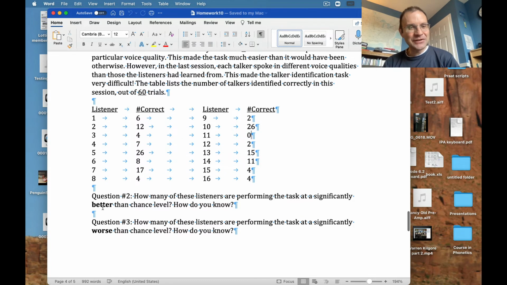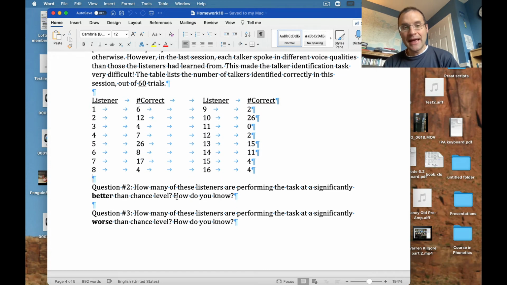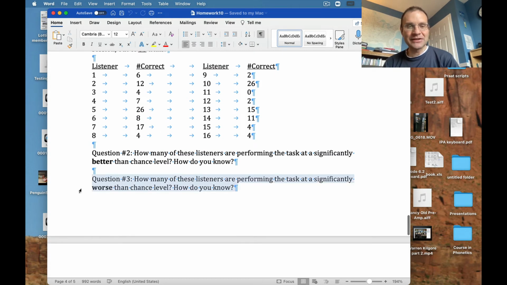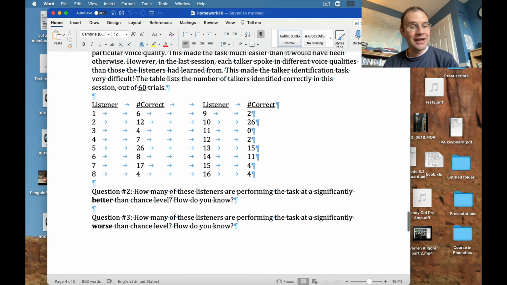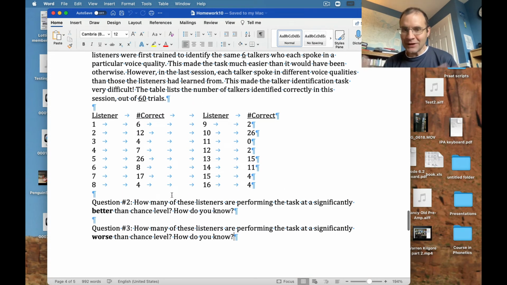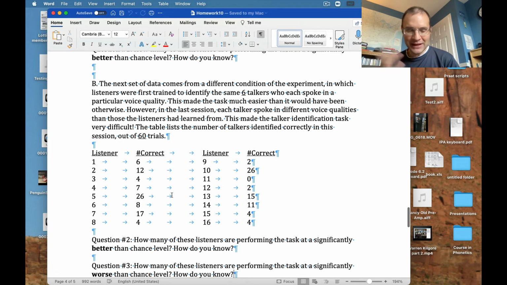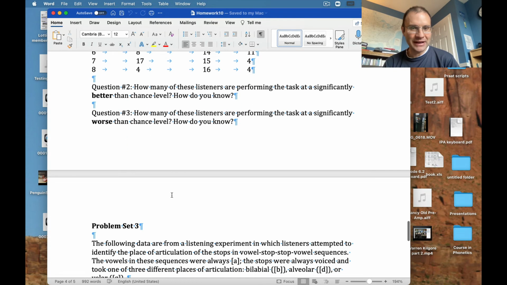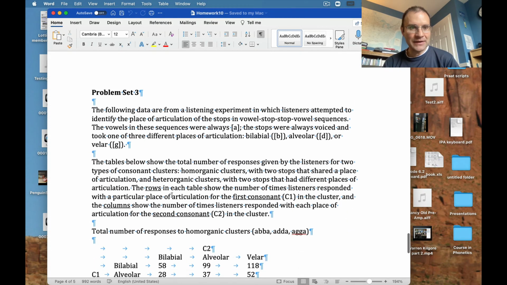Anyways, so question number 2, how many of these listeners in this data set are performing the task at a significantly better than chance level? And how do you know? Show me your reasoning, show me your work for how you do that. And question number 3 is how many of these listeners are performing the task at a significantly worse than chance level? How do you know that? All right, just explain to me not only the answer, but how you got there, right? Whatever test or reasoning you use to figure out the answer.